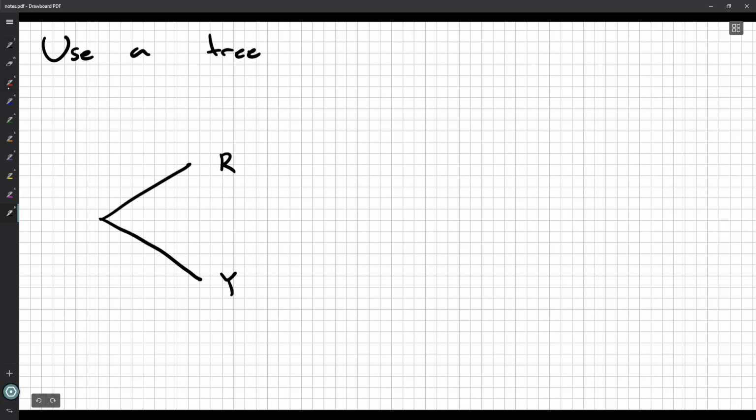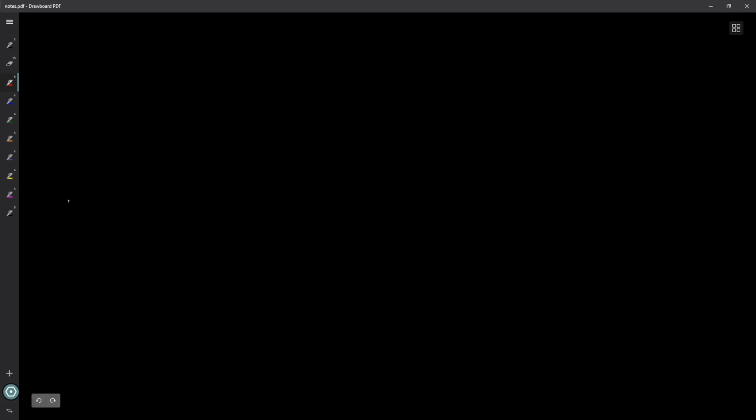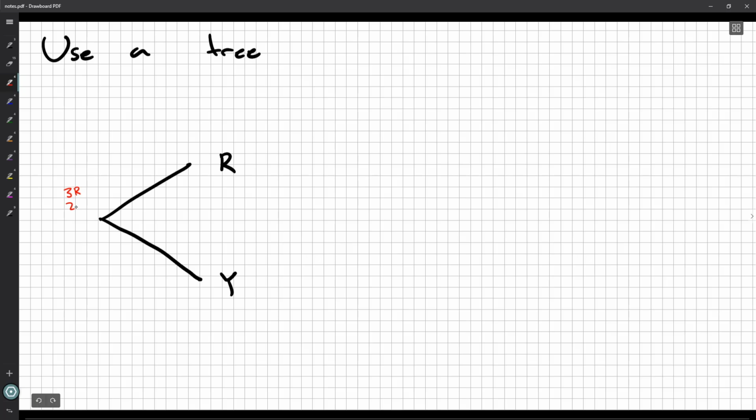Okay. And I always find with something like this where we're drawing without replacement, it's always good to keep a little running tally. So at the start, 3 red, 2 yellow. So I'll just make a little note. So we start with 3 red, 2 yellow.